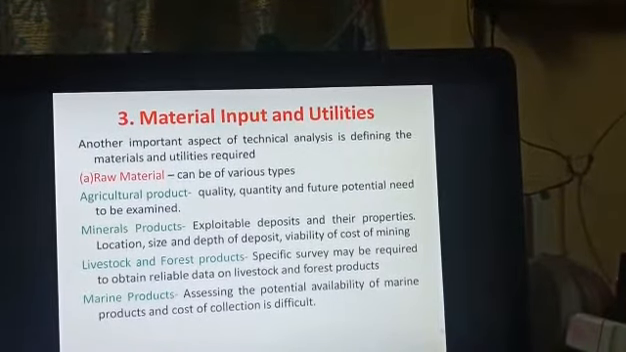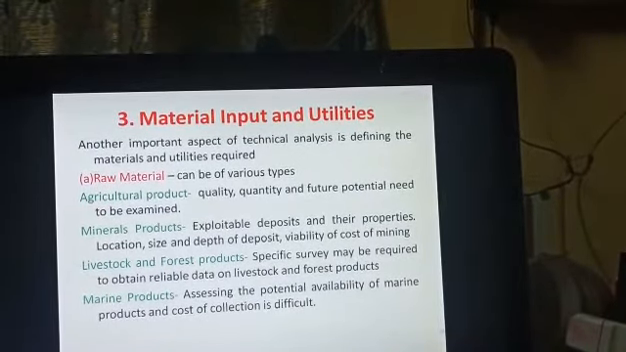Third is material input and utilities. Another important aspect of technical analysis is defining the materials and utilities required. What materials and utilities are required? Number one, raw material. It can be of various types. It may be an agricultural product. In that case, we will have to study quality, quantity, and future potential of that agricultural product. See, this needs to be examined.